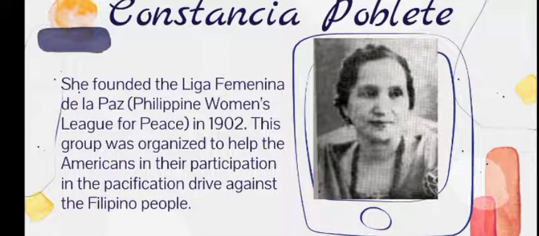Constancia Poblete founded the Liga Femina de la Paz, Philippine Women's League for Peace, in 1902. This group was organized to help the Americans in their participation in the pacification drive against the Filipino people.